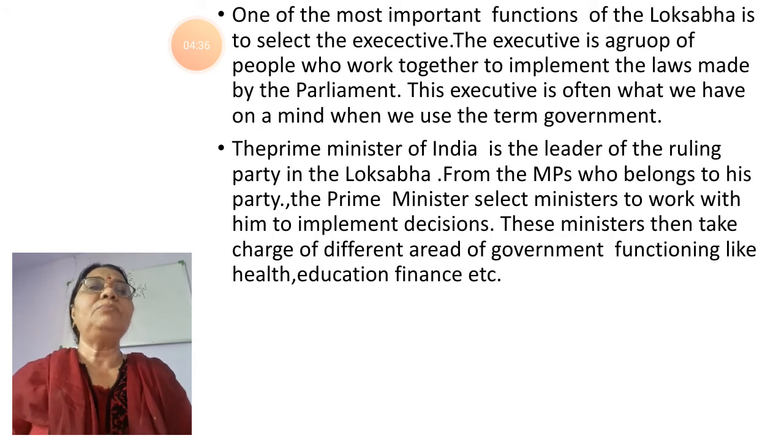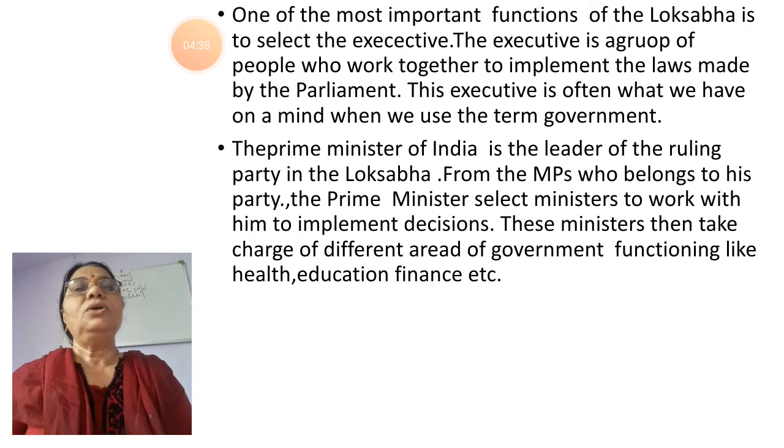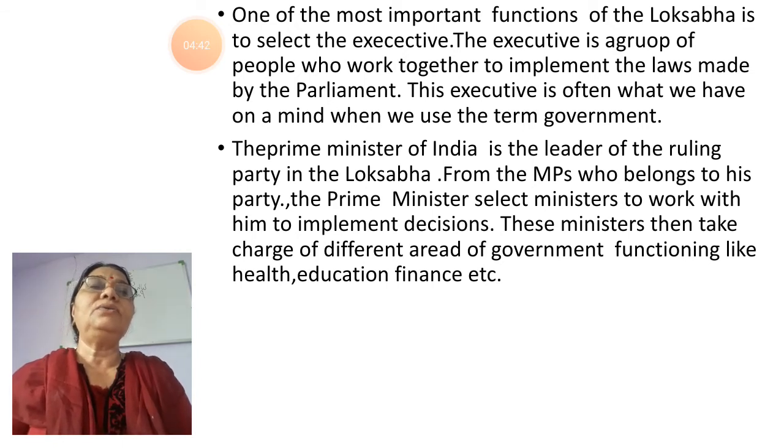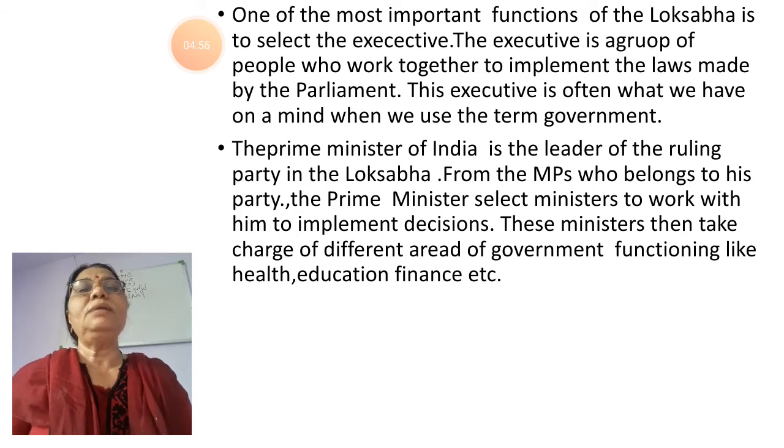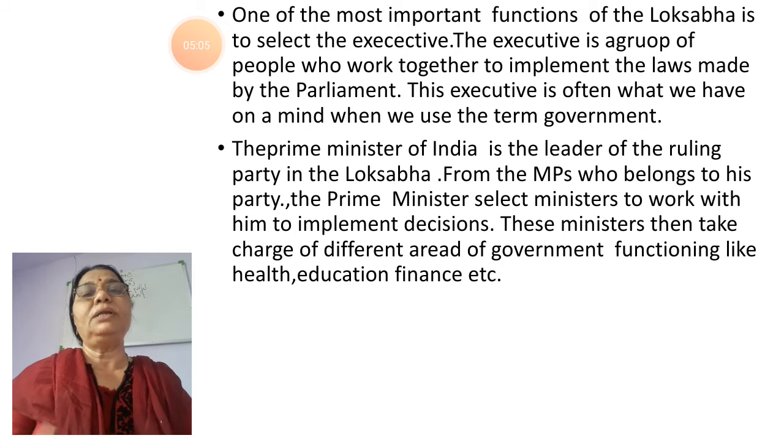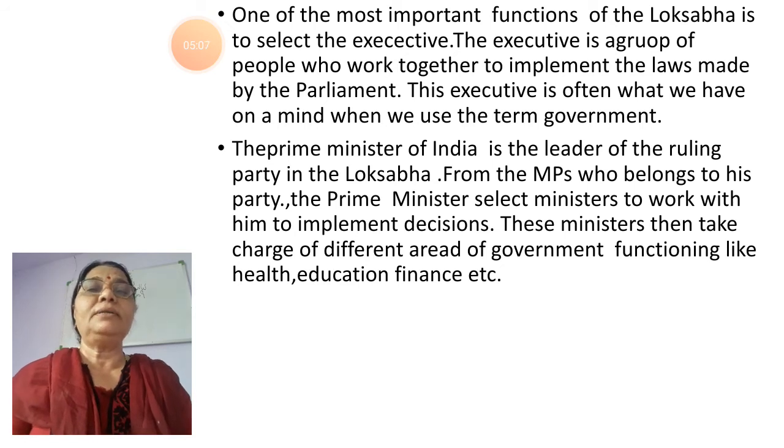Now, one of the most important functions of the Lok Sabha is to select the executive. Executive means what? The executive is a group of people who work together to implement the laws made by the parliament. Now last year also you learned what is meant by the executive. Executives means a particular group, and that group together implements the law. Whenever the parliament makes a law, these executives, the particular group, implement that law.